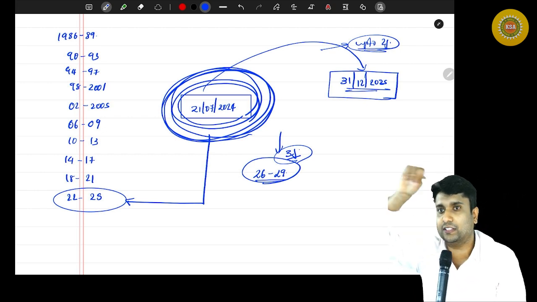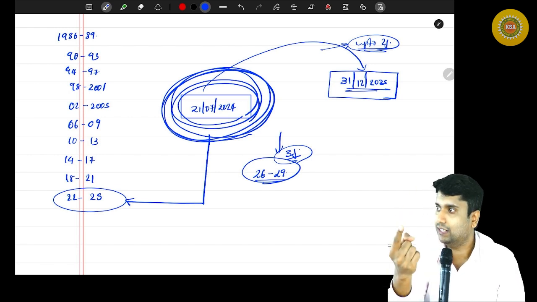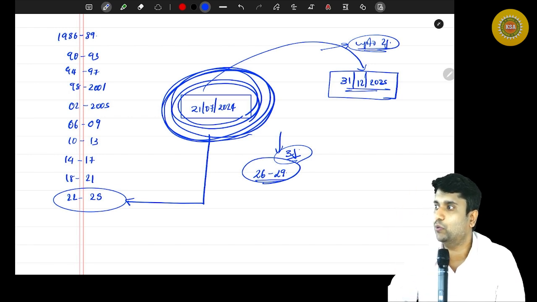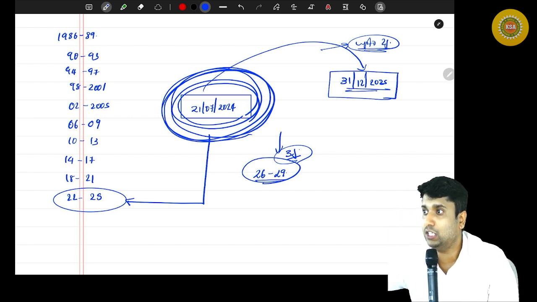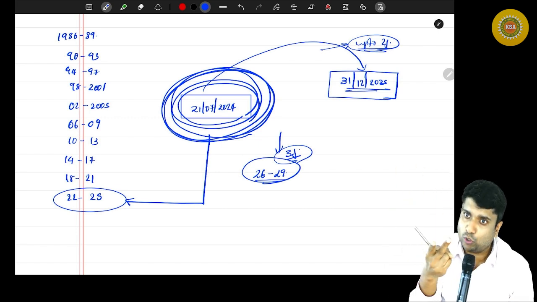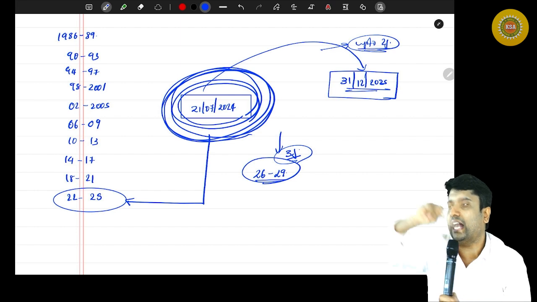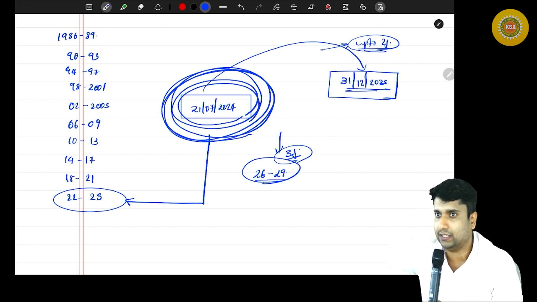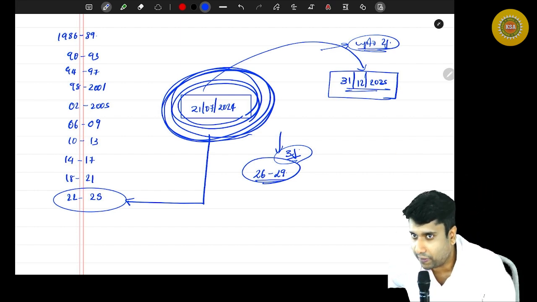Then let me create another combination. Say I have performed 1 and 1 is pending. Then what to do? Can I carry forward that to the next year? No. If you have 2 unperformed journeys, out of that 2, 1 you can carry forward to the next year. Next block? Are you with me?